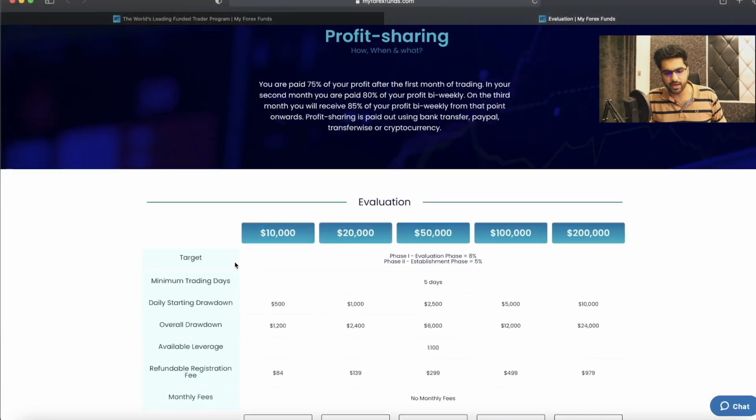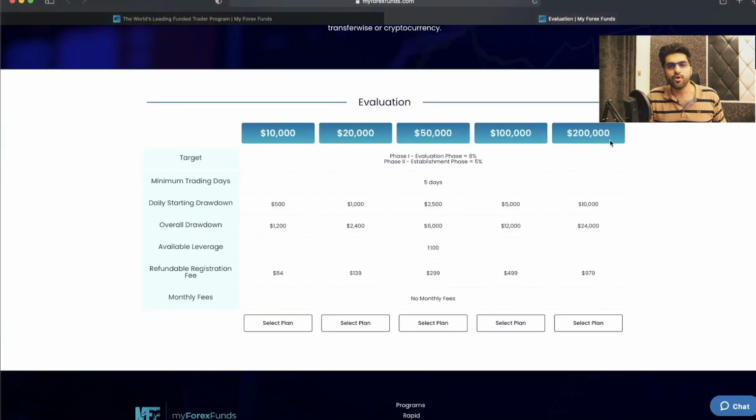Now coming to the account sizes, I am going to select a $200,000 evaluation, but they have account sizes ranging from $10,000 up to $200,000. There is an $84 price for the $10,000 evaluation, and it is also a refundable fee. For the $20,000 evaluation account, the fee is only $139. For the $50,000 account, the fee is $299. For the $100,000 evaluation account, the fee is $499. For the $200,000 evaluation account, which I am going to select, the fee is $979.